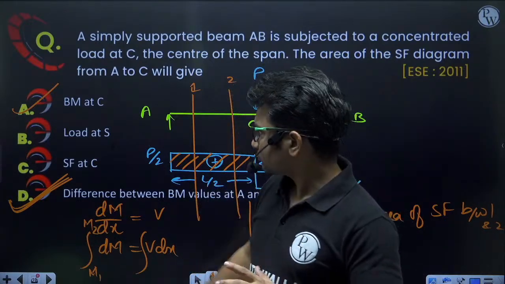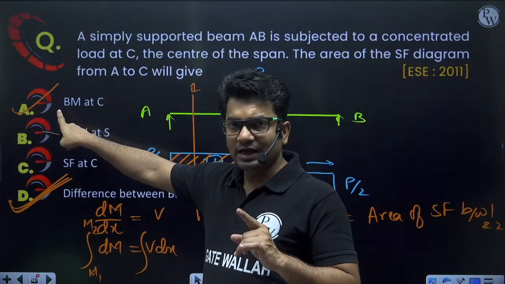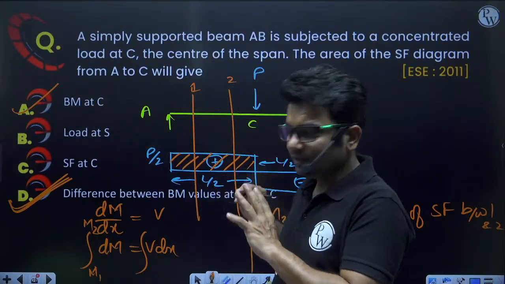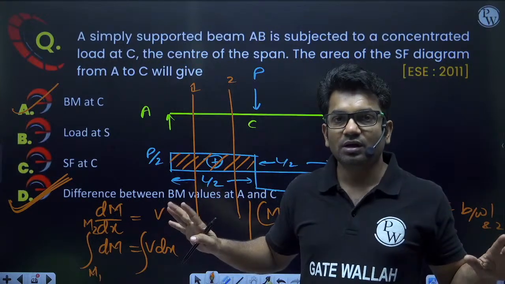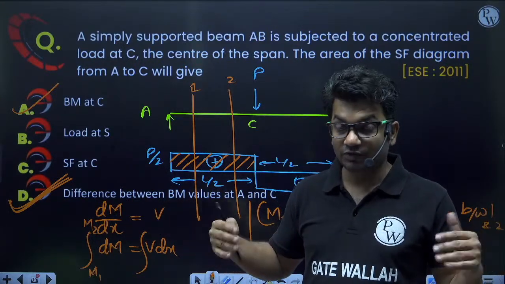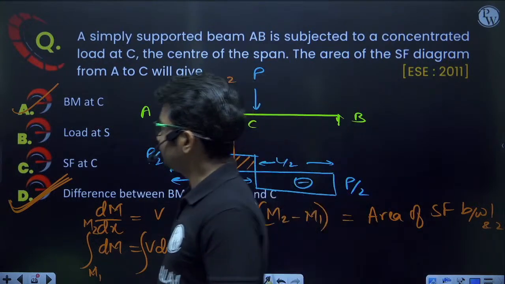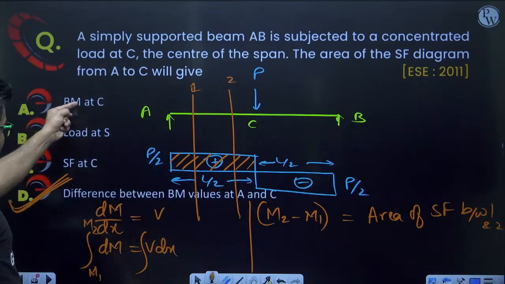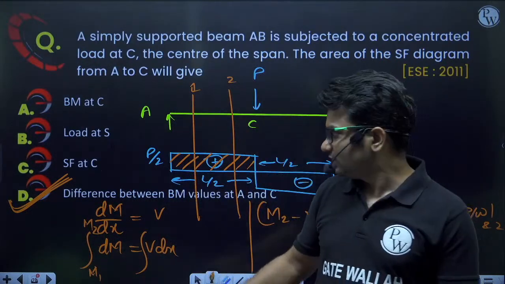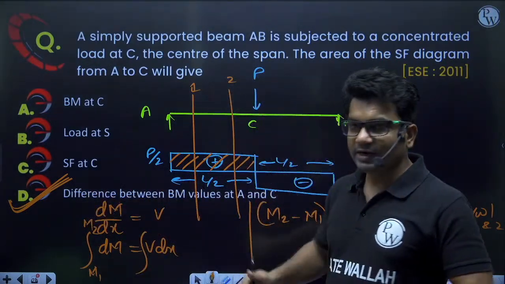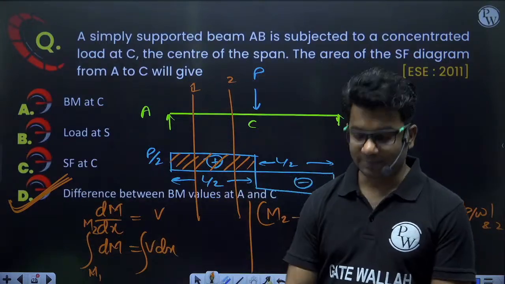This option is specific to this condition only, but the other option is general and valid everywhere. So which one to choose? We will choose option D. Although A is also correct and D is also correct, we are choosing option D because it has wider application.